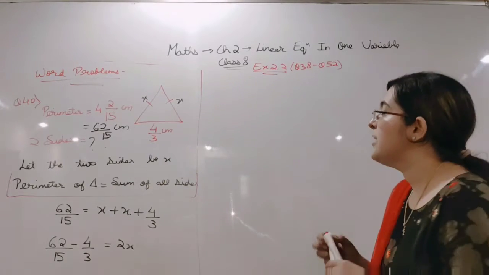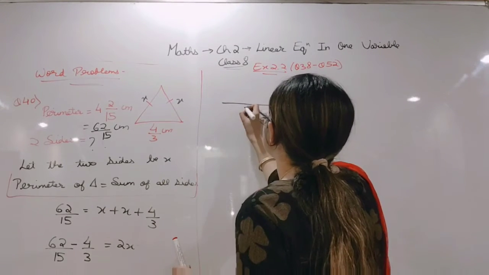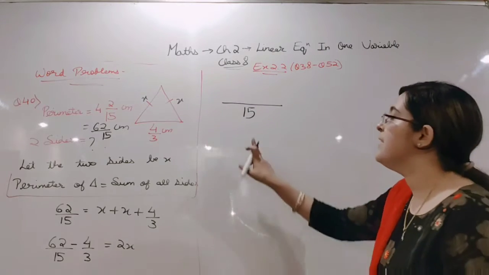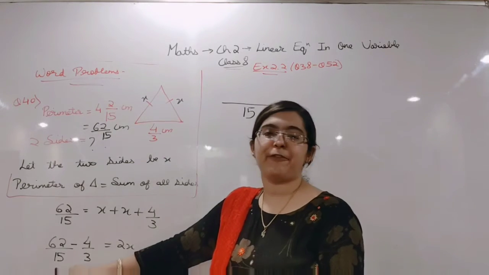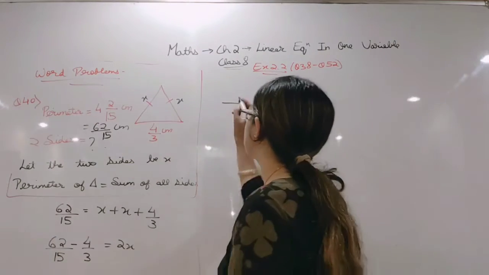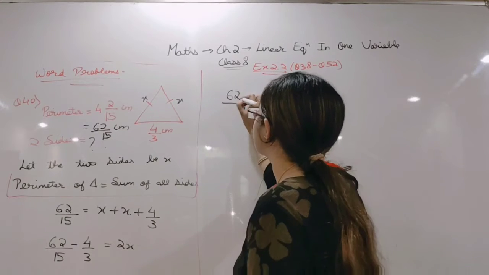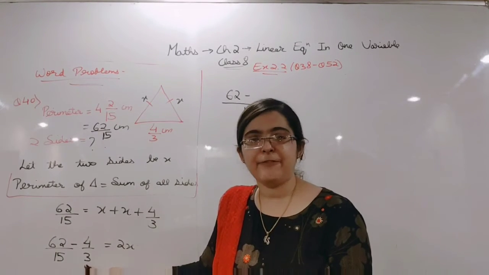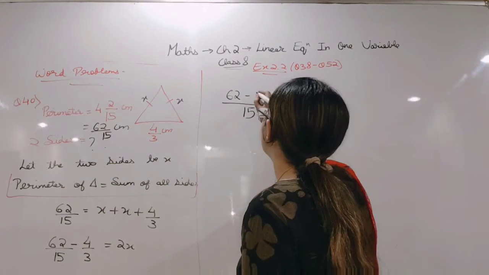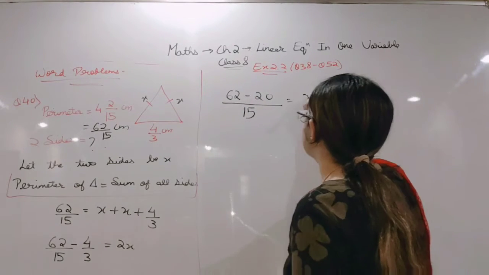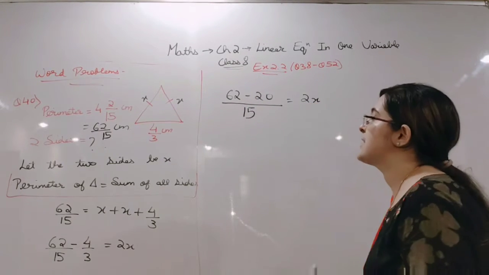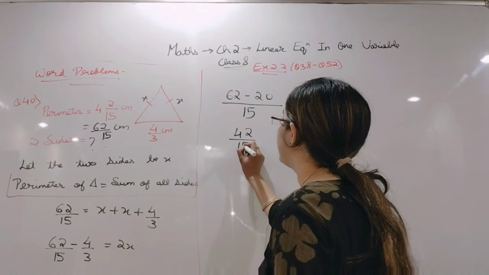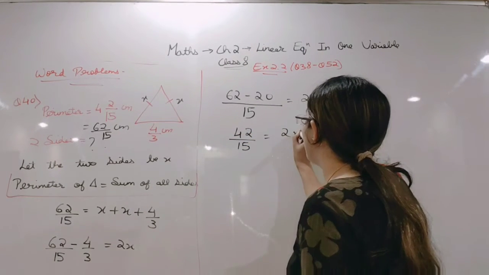Now what we will do? We will take the LCM. Your LCM will be 15. 3 and 5's LCM will be 15. Now 15 divided by 15, 1. 1 into 62, 62. Minus 15 divided by 3, 5. 5 into 4, 20. And this 2x is written here. Now 62 minus 20 will be 42 upon 15 is equal to 2x.